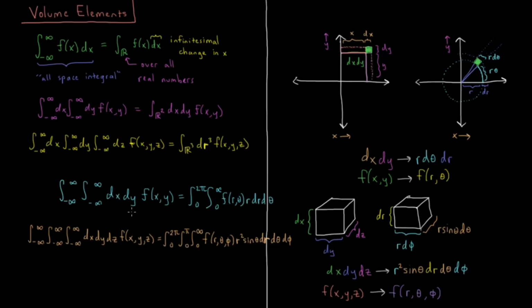But another thing to change is that the volume element is now different. dx dy is equal to r d theta dr. It's not equal to d theta dr. There's an extra r in there, which we'll discuss shortly.